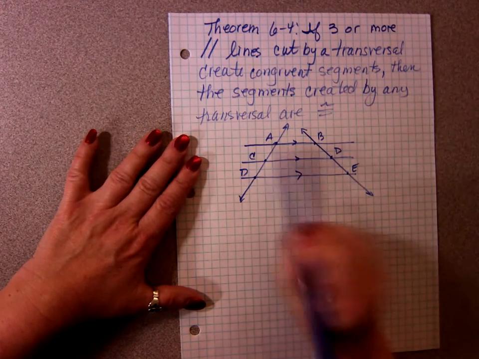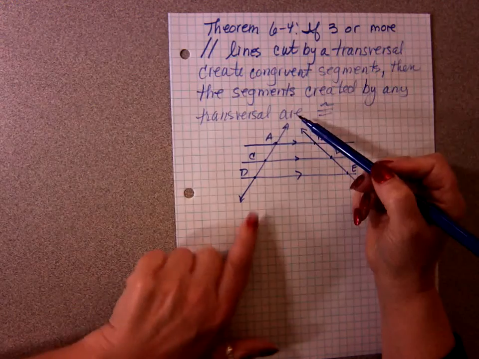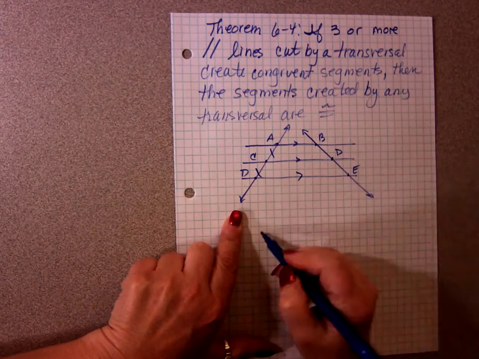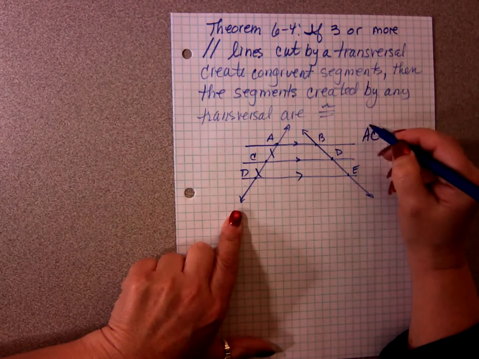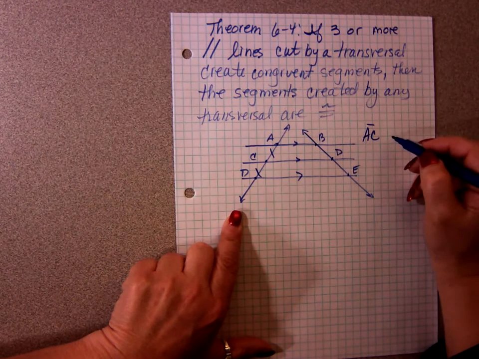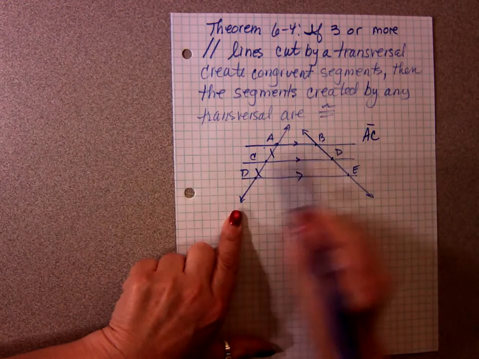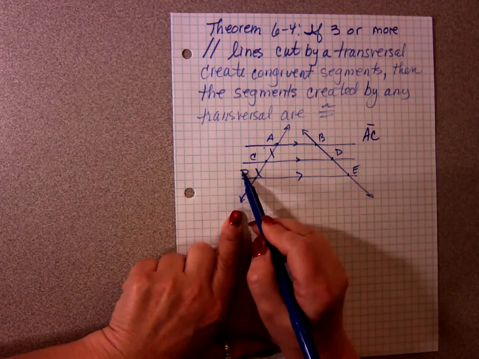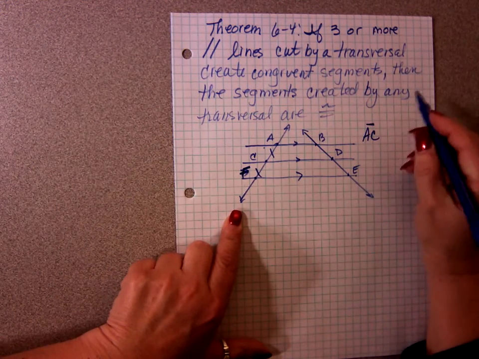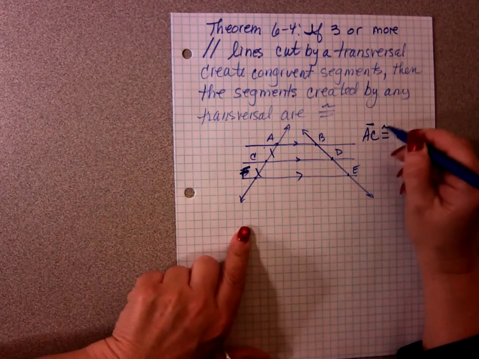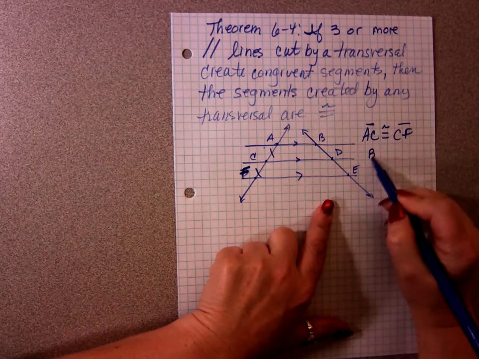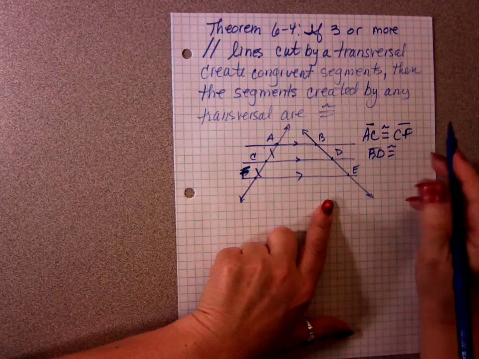So here I have 3 parallel lines cut by, let's look at the transversal on the left, and I'm telling you that AC is congruent, oops, I made a mistake, sorry, A, B, C, D is E, and we'll change this to F. Sorry. So, if AC is congruent to CF, then BD is also congruent to DE.